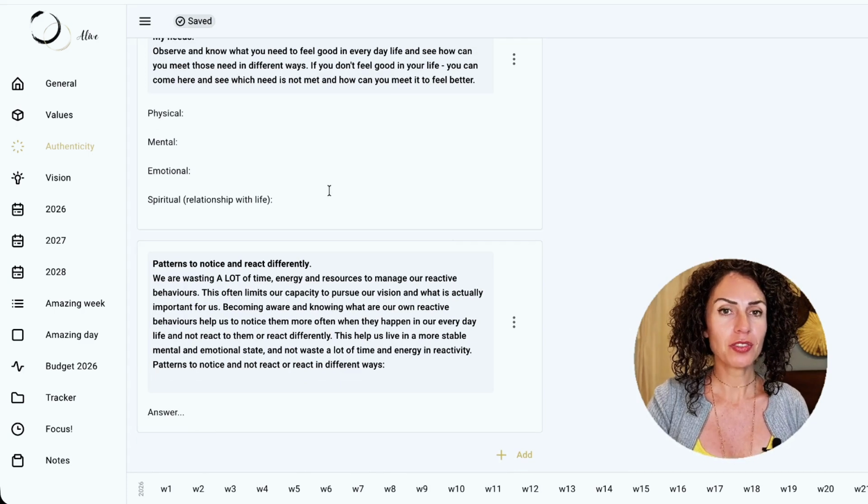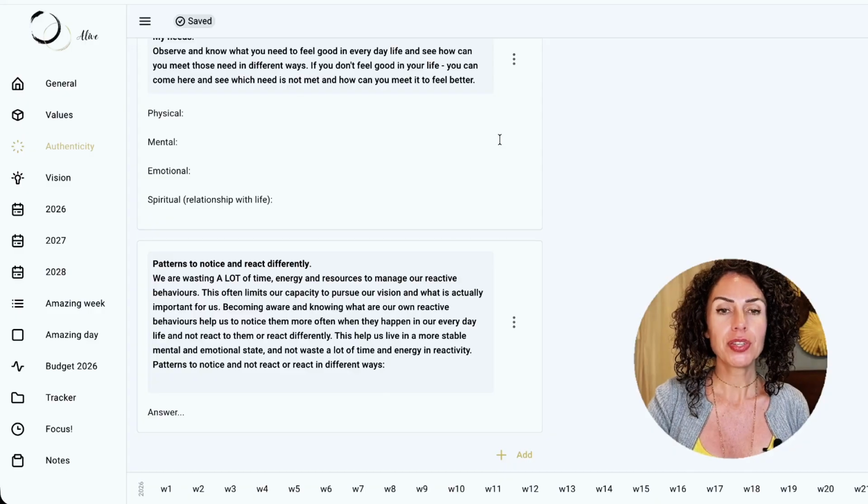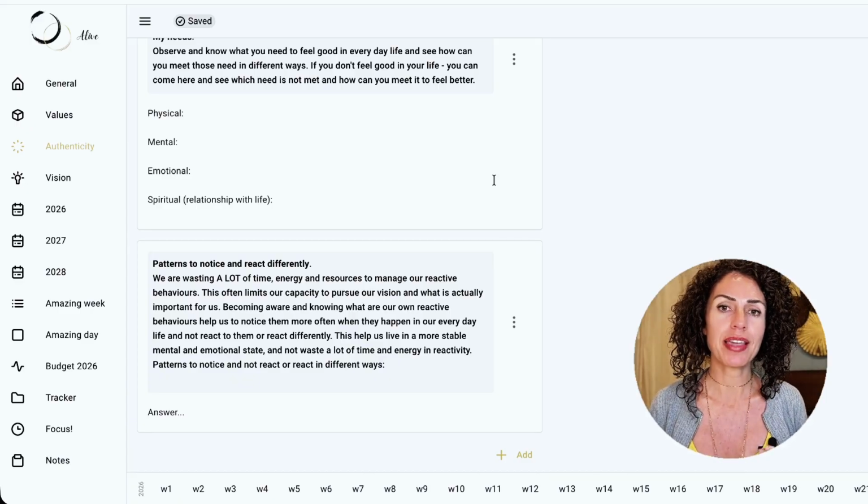The final part of today's training is patterns to notice and react differently. Here, the idea is to become more aware of our reactive behaviors and to be able to notice it when it happens, so we are not staying too much in our reactive mental or emotional states and behaviors. The less we are in our reactive state, the more we are in our calm and productive state.